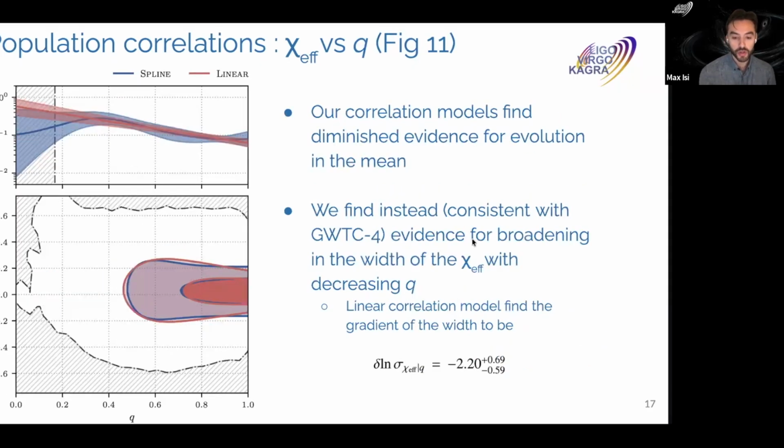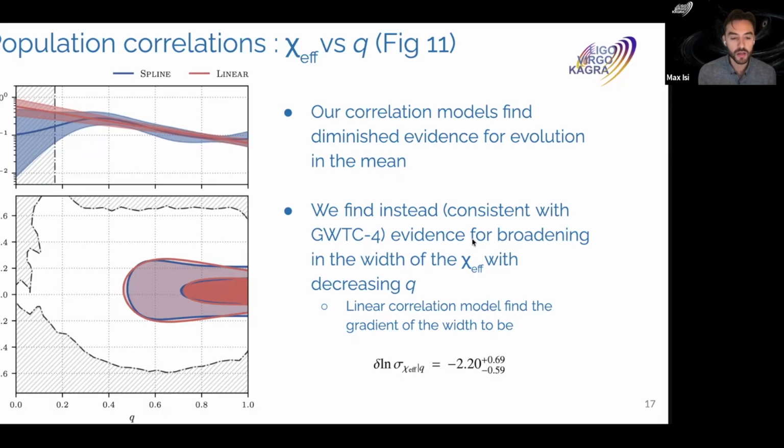And it has been pointed out for some time that there is some interdependence between chi-effective and mass ratio. And as of the previous gravitational wave catalog, it became clear that this dependence could be attributed either to the mean, so the location of the mode of the chi-effective distribution, or its width. And now with GWTC-5, it has become clearer that the trend is stronger in the width.